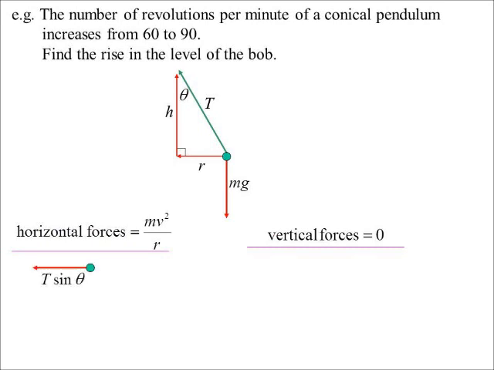T sine theta equals mr omega squared. I'm using angular velocity for this one because they're talking about revolutions per minute. And T cos theta equals mg. So again, exactly what I just did. Tan theta becomes r omega squared on g. We know tan theta is radius on height. I've got a formula for height. So basically it's just a matter of subbing in.